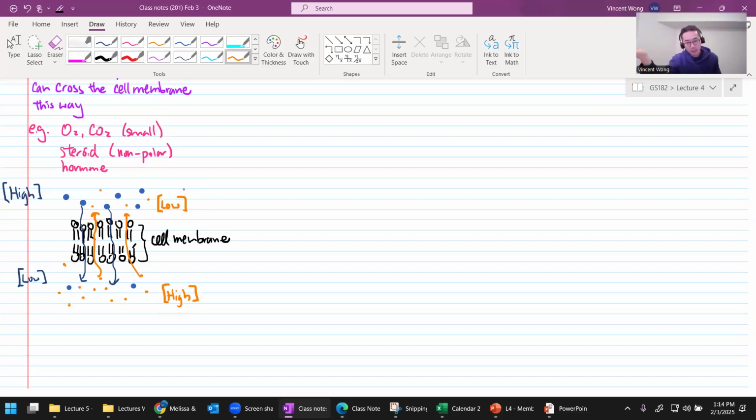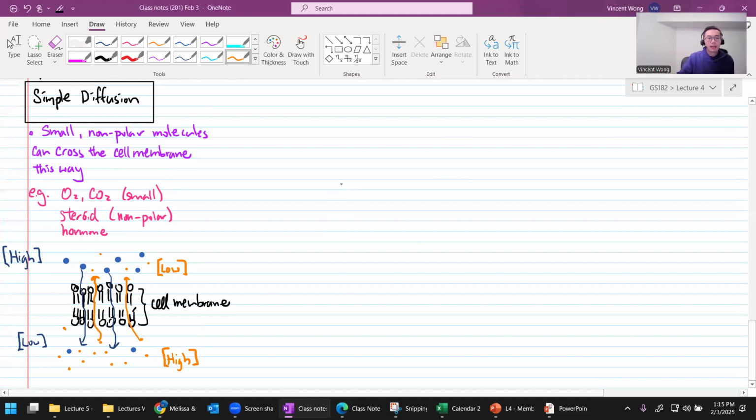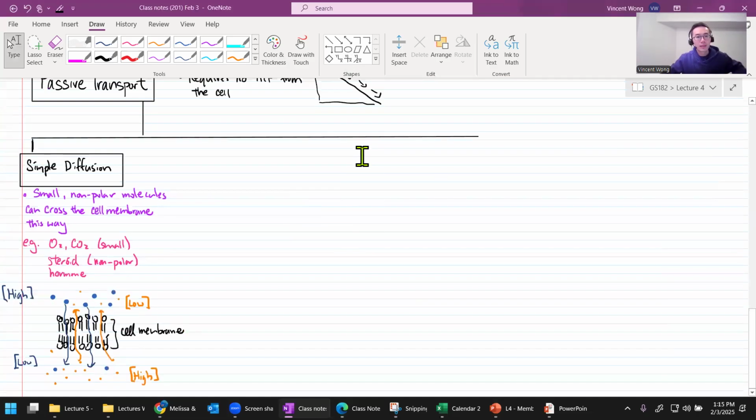They don't have to be moving in the same direction. They could be moving in opposite directions, and that's totally fine. Every single one is going to have its own high to low. We call it gradient. Gradient just means difference. And they'll follow their own paths. That is simple diffusion. Only small things or nonpolar things can do it this way. So that's passive transport. No energy is required, no ATP, it just happens.